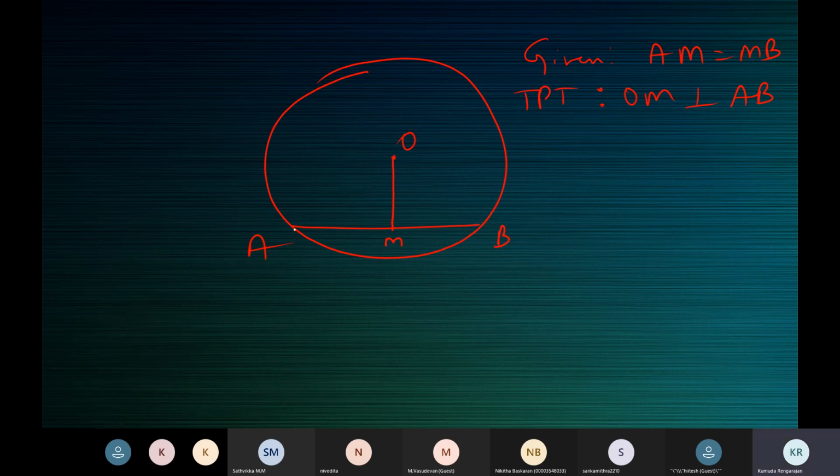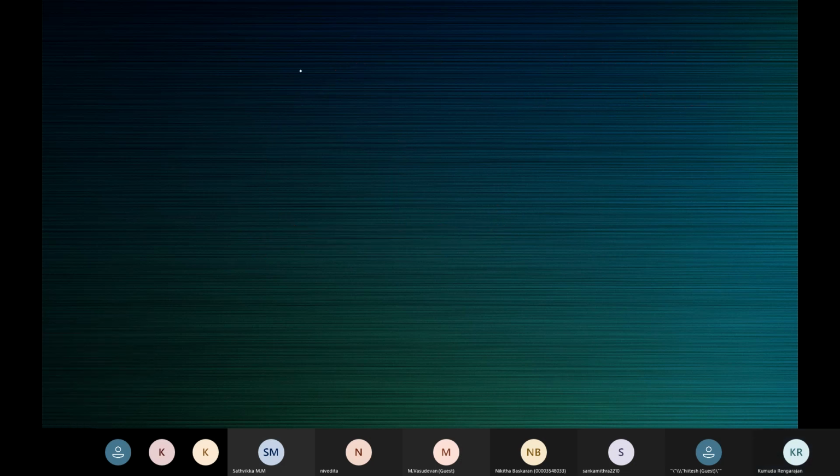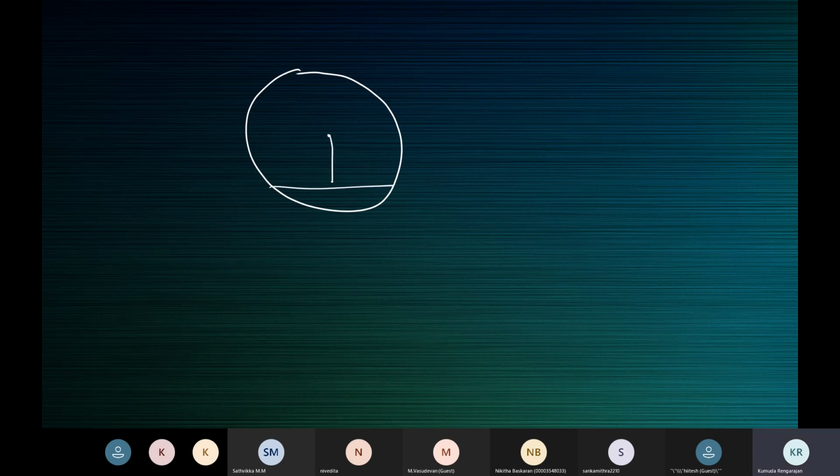We are given that AM is equal to MB. This line OM from the center to the chord bisects the chord. The chord is bisected. Then that means OM should be perpendicular to AB is what we have to prove. OM is a line from the center to the chord and it bisects the chord.